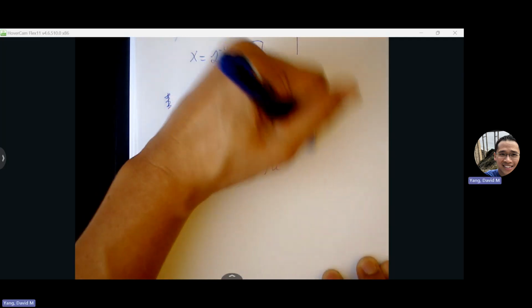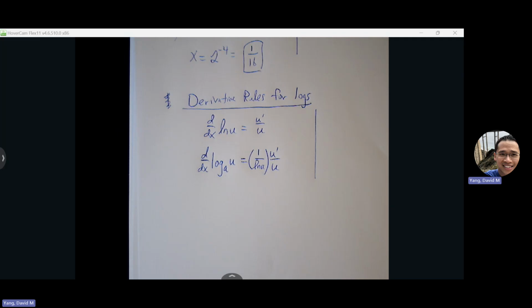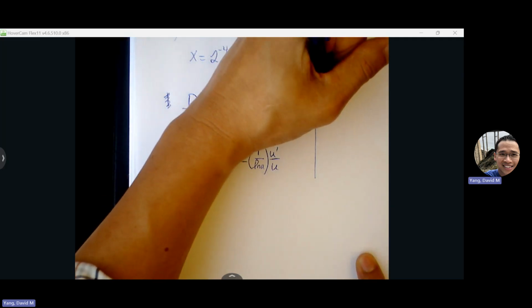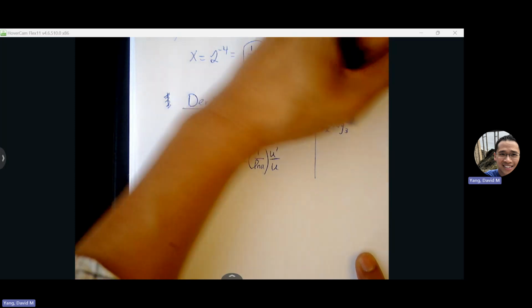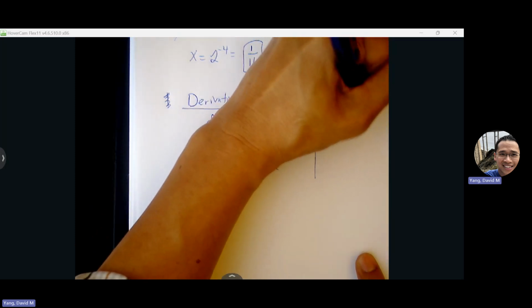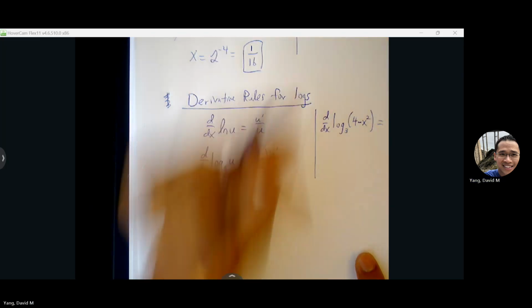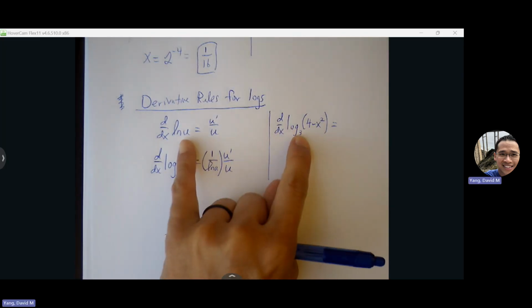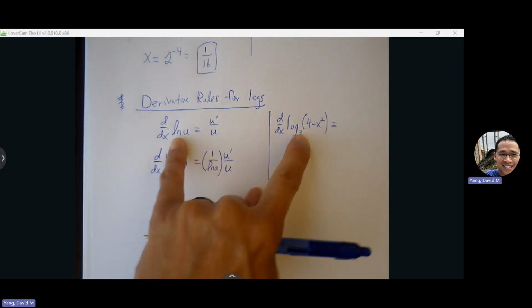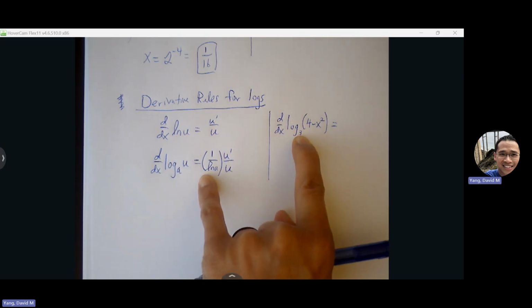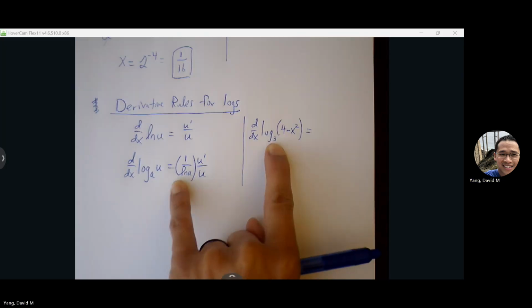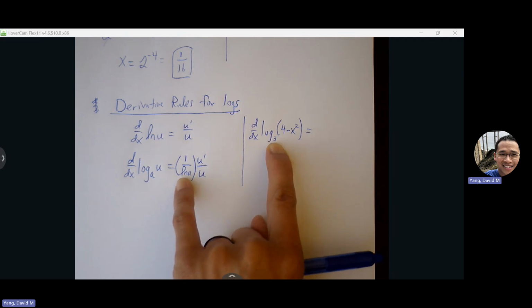Okay. So let's do a quick example before we look at some of the more complicated ones. For instance, if I want to find the derivative of log base 3 of 4 minus x squared, I'm going to essentially understand, okay, it looks complicated, but it's basically natural log with a little bit of extra in front. So log and natural log have a similar form. We have to go through a little bit of conversion here.